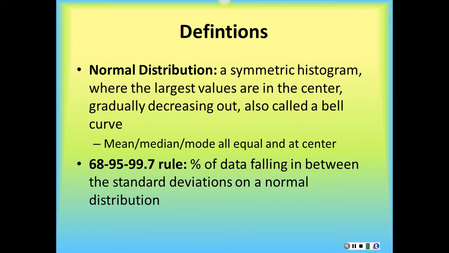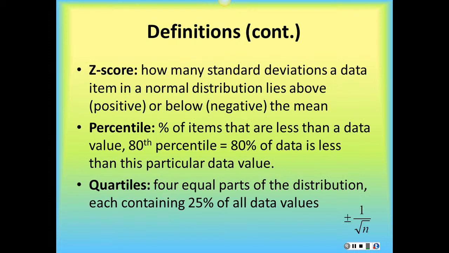One of the most important rules is the 68-95-99.7 rule. These refer to the amount of data falling between standard deviations on a normal distribution, which we'll get to in a minute. A z-score is how many standard deviations the data item in a normal distribution lies above or below the mean. Percentile refers to the percent of items that are less than a data value. For example, the 80th percentile, 80% of data is less than this particular data value. Again, often used in education or ranking systems.